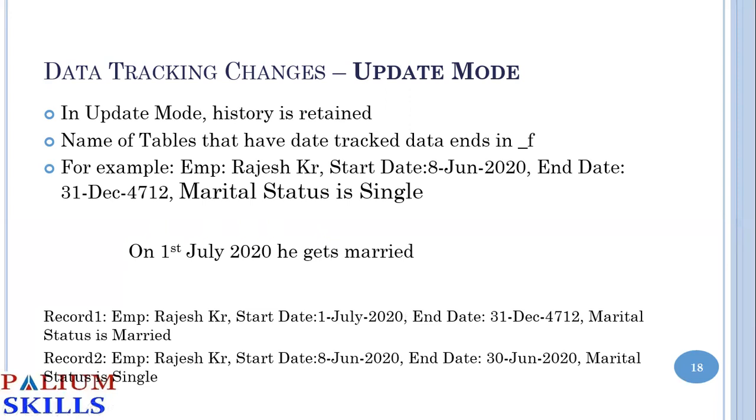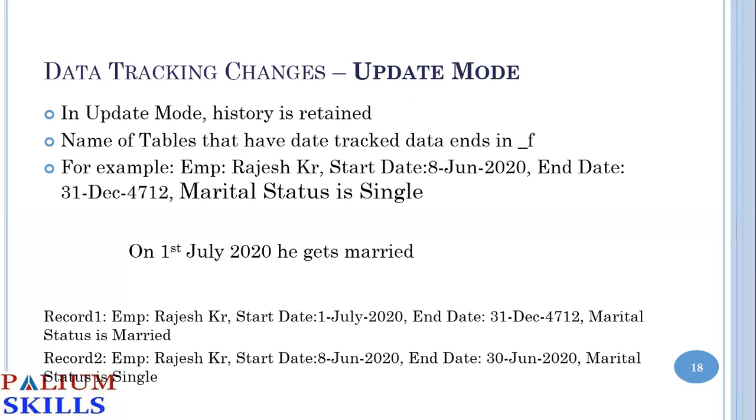So after 1st July, he is married. Now, what happens to the original record when he was single? He ceased to be single on 1st of July. That means till 30th of June, his marital status remains single. So the start date would be 8th of June 2020, which is his original start date, and end date would be 30th of June 2020.